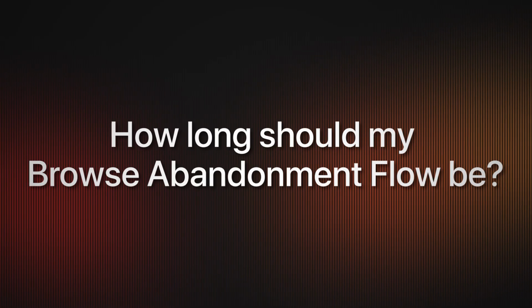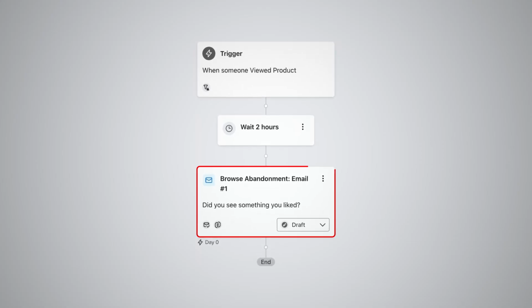So a lot of people ask me, how long should my browse abandonment flow be? As Klaviyo normally sets it to only 1 email by default. I'd recommend no more or no less than 5 emails in your flow. And I'll tell you when to actually make it shorter and a little bit longer later in this video. But for now, we're going to stick with these 5 emails.